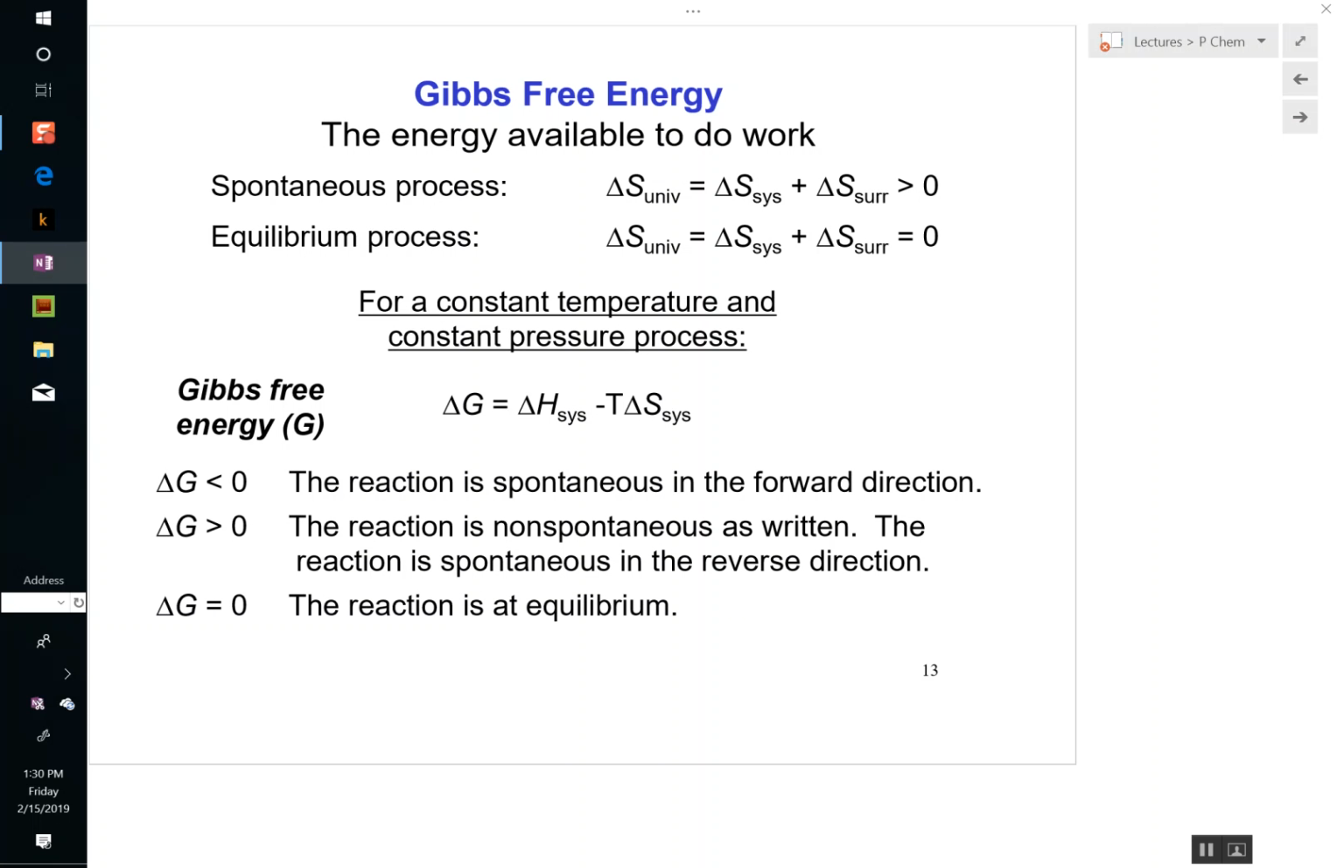All right. If delta G is negative, the reaction is spontaneous in the direction that it's written. If delta G is positive, it's not spontaneous. It would be spontaneous in the reverse direction. And delta G equals 0 is an equilibrium situation. So if you rewrite an equation in the opposite direction, you're going to just change the sign of the delta G, like we did with delta H's.